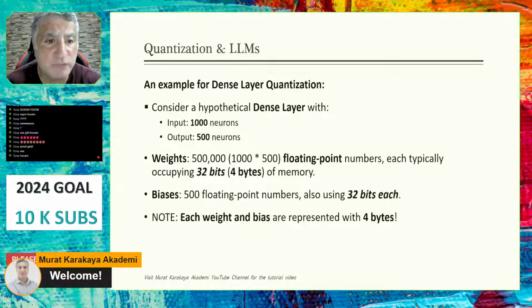And if they are all floating numbers, each of them will be 32 bits. So 32 bits means 4 bytes, which means that one weight will cost 4 bytes in memory. For the biases, there will be 500 floating point numbers, each of them 32 bits. Then 500 times 4 bytes total memory. So each weight and bias is represented with 4 bytes for the moment.